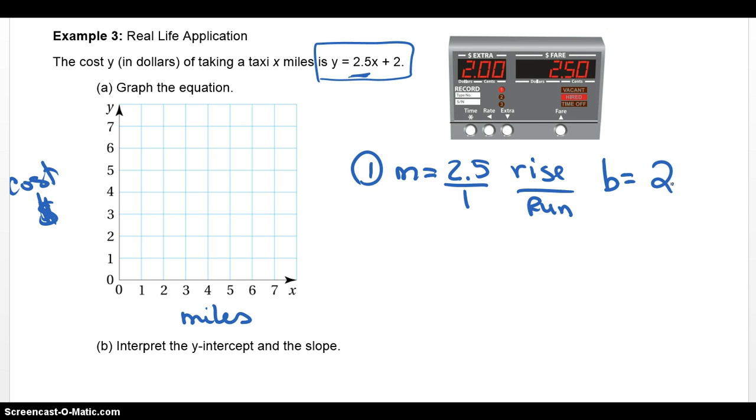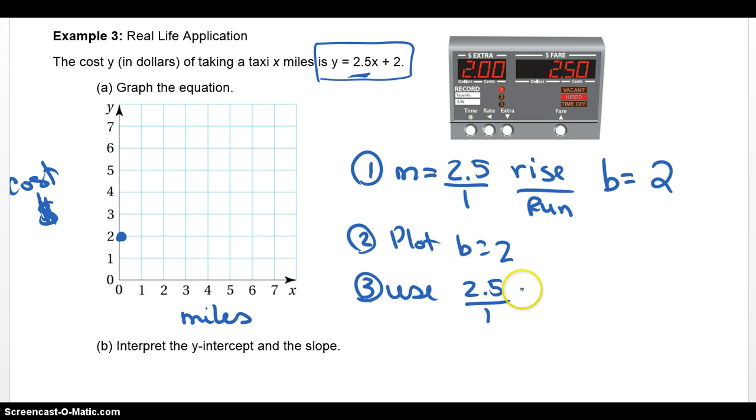Once I have those two things, look at step 2. So go back up to the problem before and look at step 2. It says plot the y-intercept. So I'm going to plot b equals 2, because that's my y-intercept. So I go to the y-axis, I look for 2, and I put a dot. Step 3, now I use the slope. So use 2.5 over 1 to plot more points. So this is your rise over your run. So from here, I'm going to rise a positive 2.5, and go to the right 1.